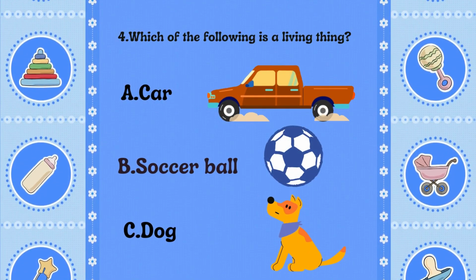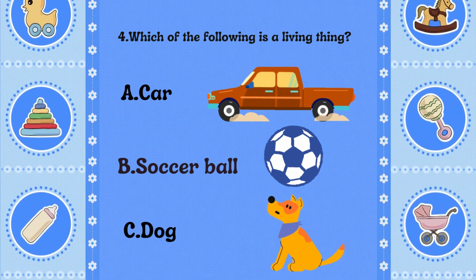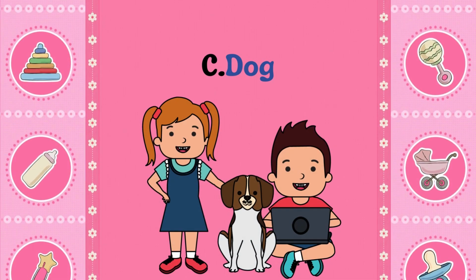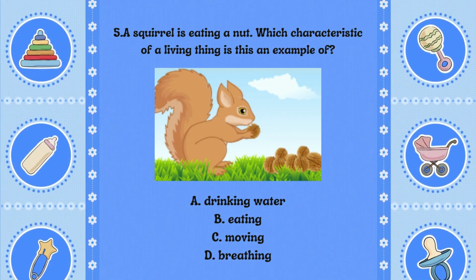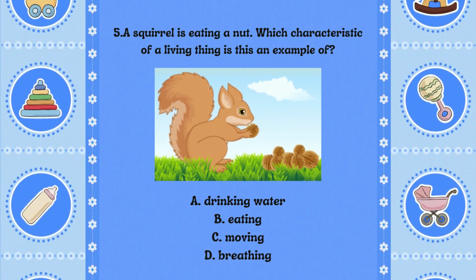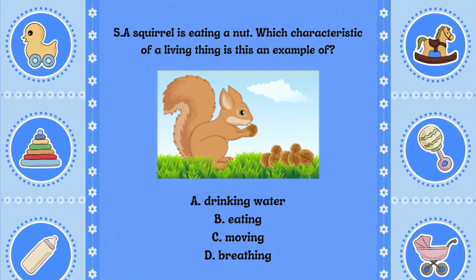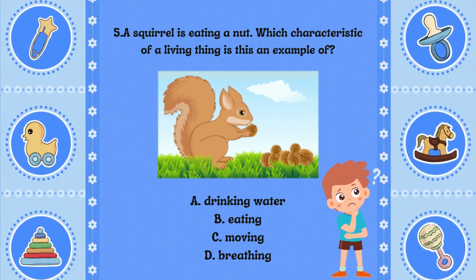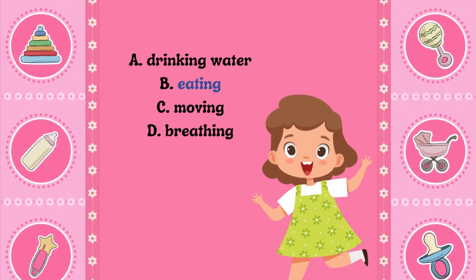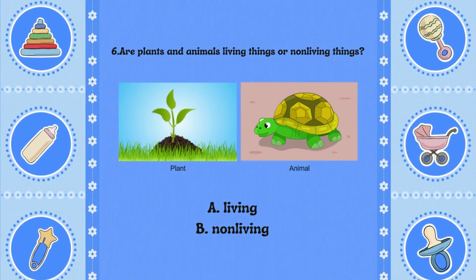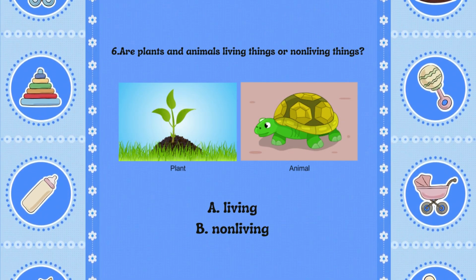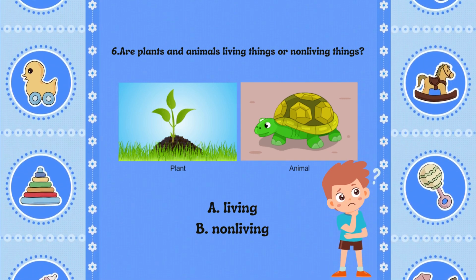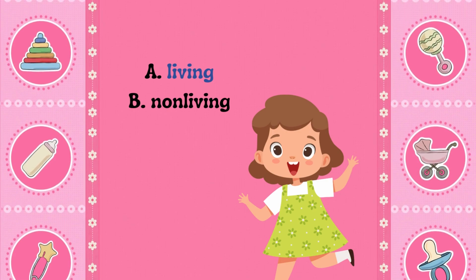Which of the following is a living thing? It's dog. A squirrel is eating a nut. Which characteristic of a living thing is this an example of? Eating. Are plants and animals living things or non-living things? Living things.